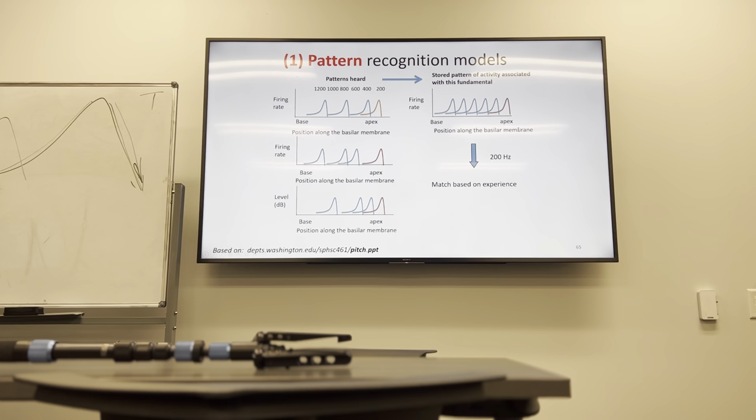So this is the apex, for the 200 Hz, the lower frequency side. Even though you have a complex sound combining, if the sound is based on this, the brain can tell. So this is the place model theory.